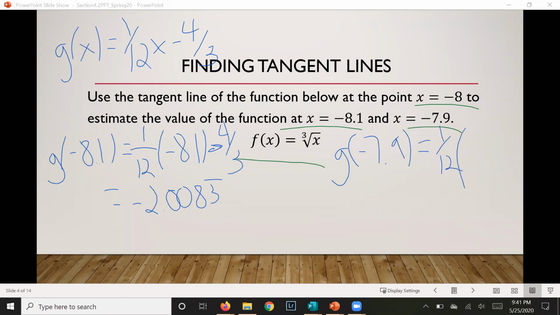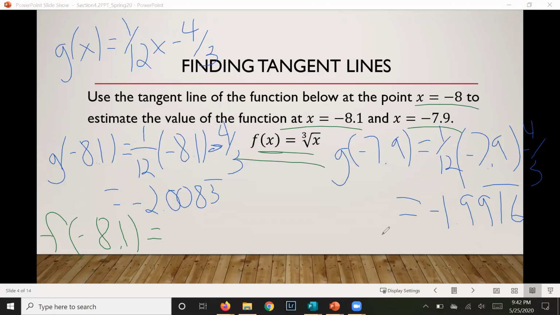We also do the same thing with -7.9. So I have 1/12 times -7.9 minus 4/3, and plug that in the calculator. I get -1.9916 repeating. Recall that those are estimations because we used the equation of the tangent line. But let's cross-check those with what we would have gotten if we plugged them straight into the function. So I'm going to do f of -8.1 now.